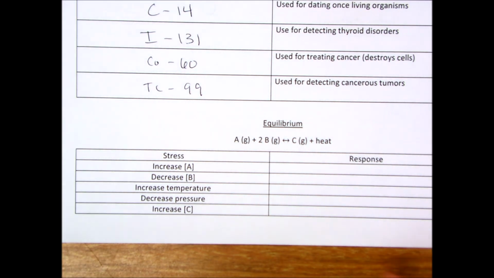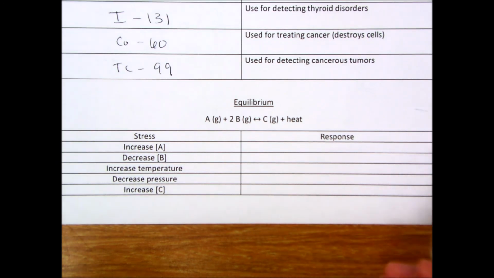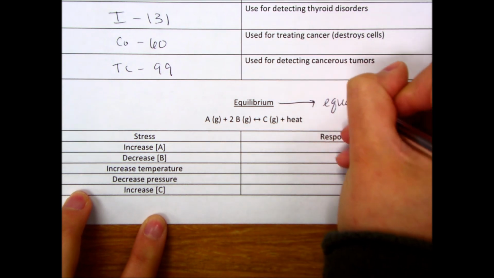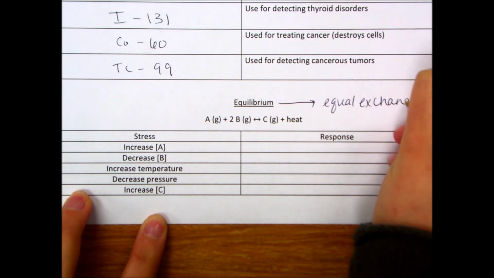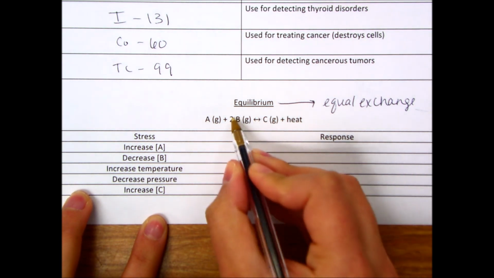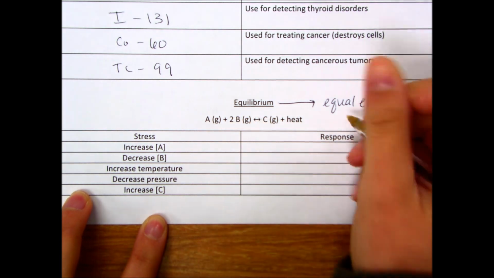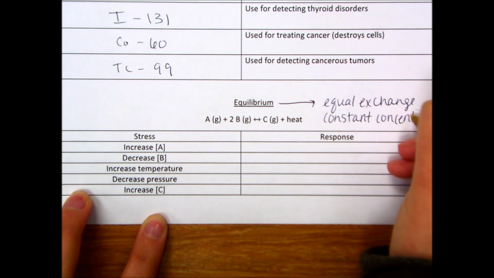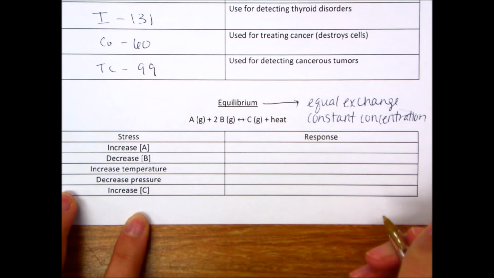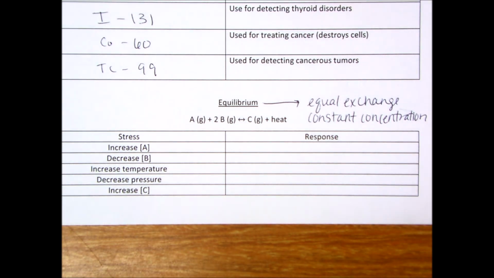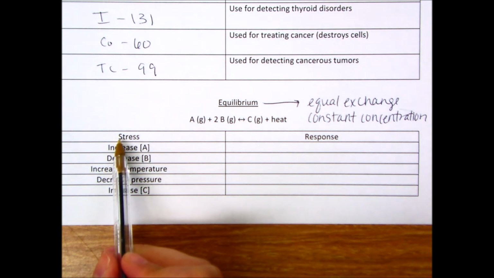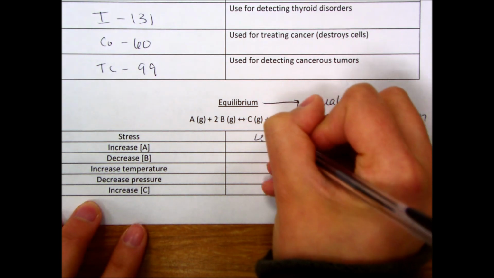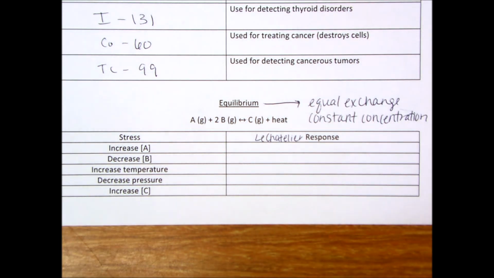All right, last little bit of this video here is about equilibrium. So equilibrium means what? Equal exchange. So the rates of the forward and the reverse reaction are occurring at the same rate, so that you have constant concentration. But what would happen if you disrupted that equilibrium? You applied some sort of stress. Well, the system, according to Le Chatelier, is going to respond by shifting left or right.